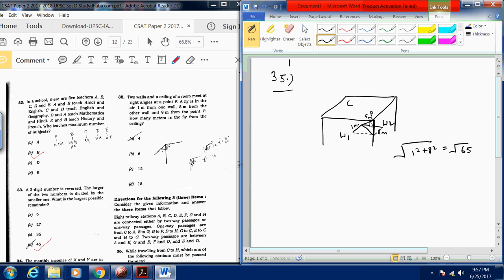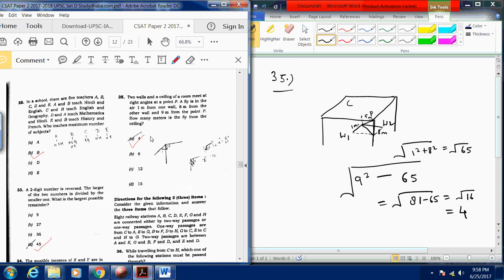Now you have to find out the distance of the fly from the ceiling. That means you have to find out this. From the Pythagoras theorem you get, now this is 9, so 9 square minus this square, that is 65 under root. So this is how much? 81 minus 65, that is 16, that is 4. So it is 4 meters from the ceiling, and that is your answer.